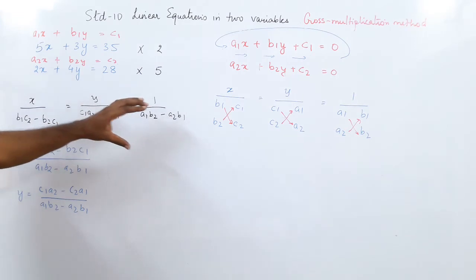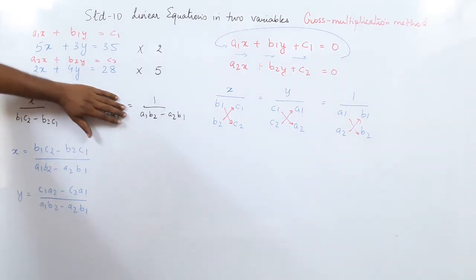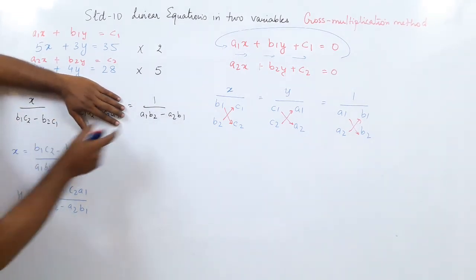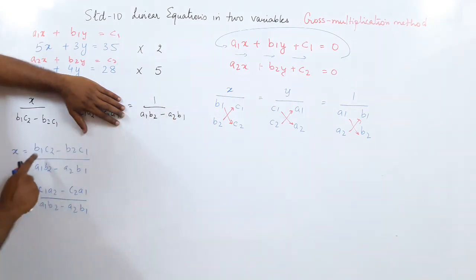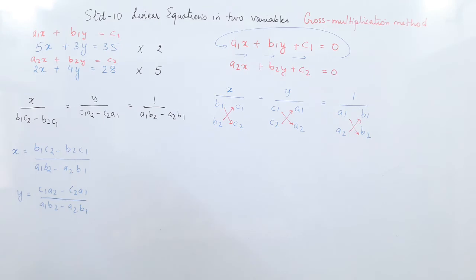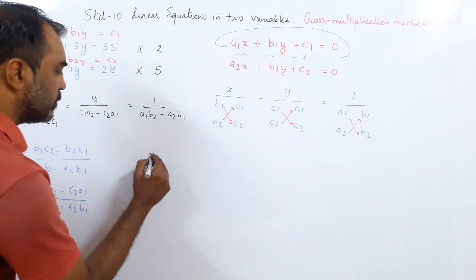Now we have reached here. So how do we find the x? We remove this. To find the x, just take this in the multiplication here. So 1 into this, you will get b1 c2 minus b2 c1 upon this. So this is how we get it. Now we'll use this and get our answer. So let us do this same sum by this method.